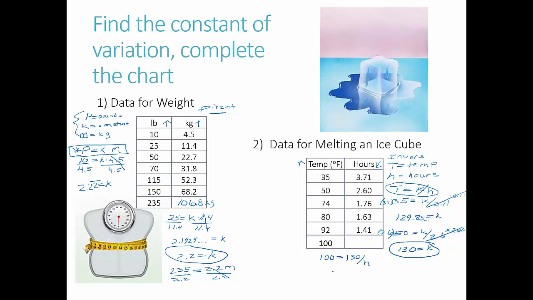Now, it's always a little bit challenging when h is in the denominator. So one thing that we can do is put the 100 over 1, and then I truly have a proportion where I can cross multiply. So on this diagonal, I have 100h. On this diagonal, I have equals 130. Divide both sides by 100. And so I get h is equal to 1.3, and that would be hours. So I can complete my chart 1.3.